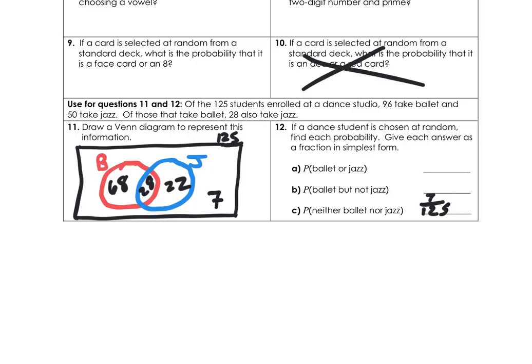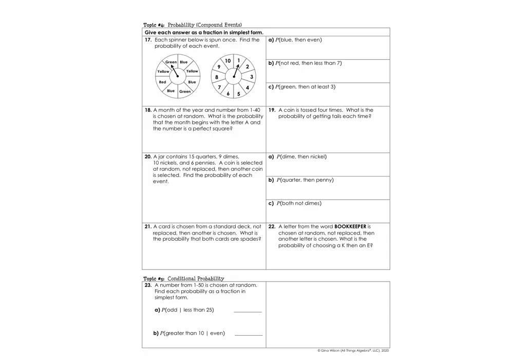Once again, pay attention to your wording. Is it or, is it and? A lot of different types of wording that we're going to see. It does say probability. I would say we're always going to write our answer in a fraction for probability unless it says otherwise. Big blank there at the bottom.